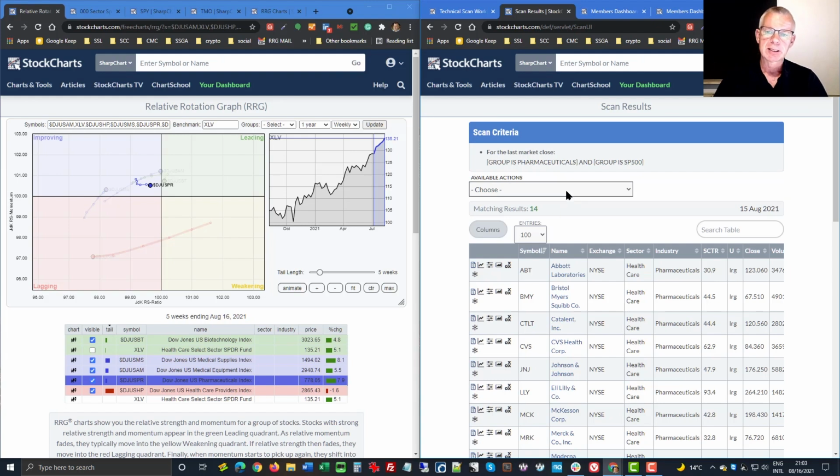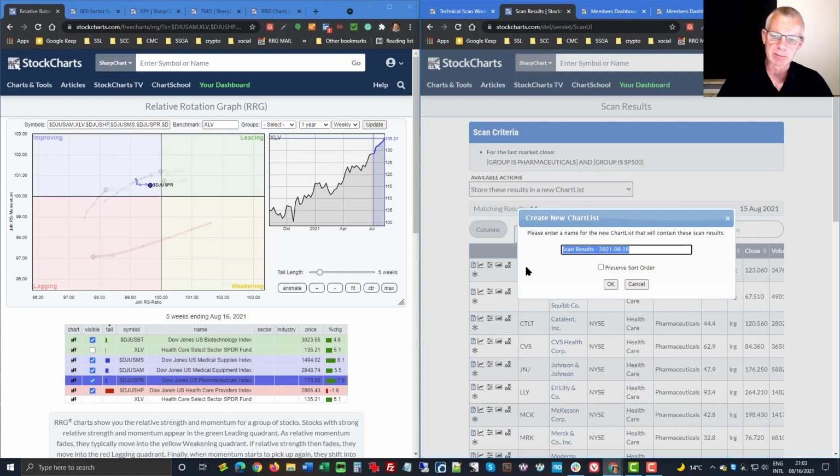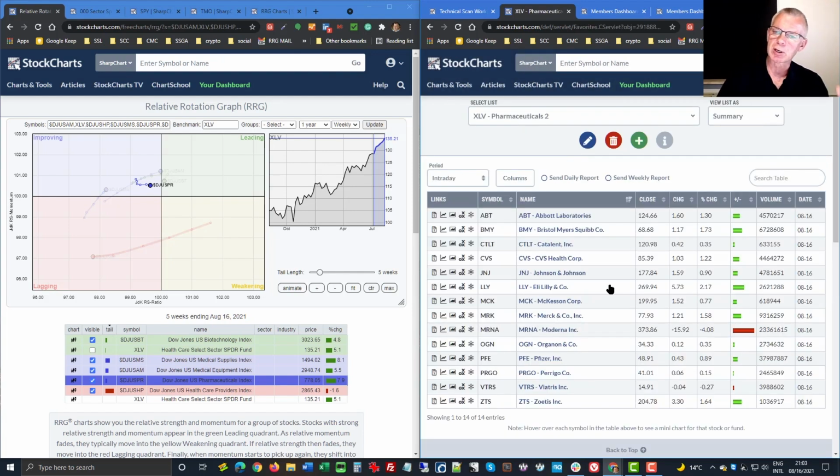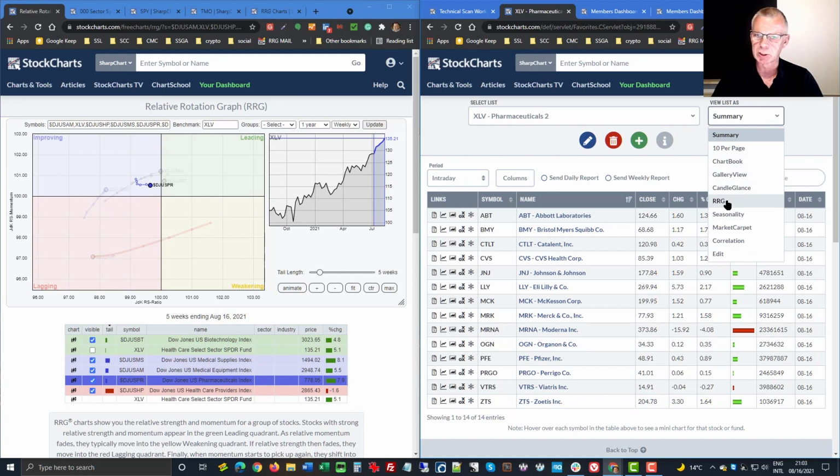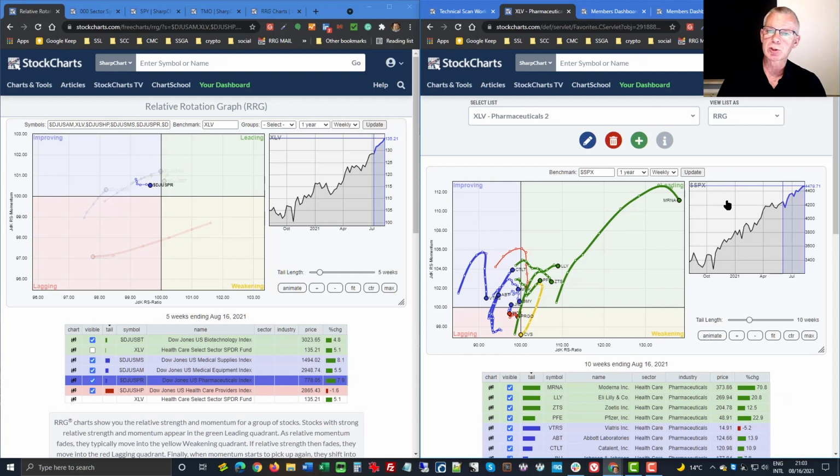The next thing I do is I save this group. I store these results in a new chart list. And what I do, I give it a name. And I've learned myself to do XLV, which is the sector, and then say for pharmaceuticals. Okay? And now I have a chart list with all the pharmaceutical stocks that are also inside the S&P 500. And the next thing that you can do here, and that's very nice, you can view the list not only as a summary, but also as an RRG. That will open up my pharmaceutical stocks as an RRG with the benchmark S&P 500. And now we can play around.